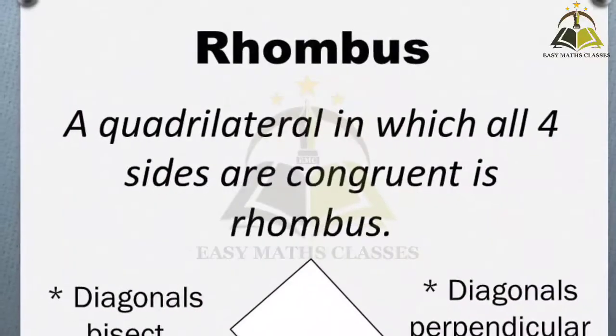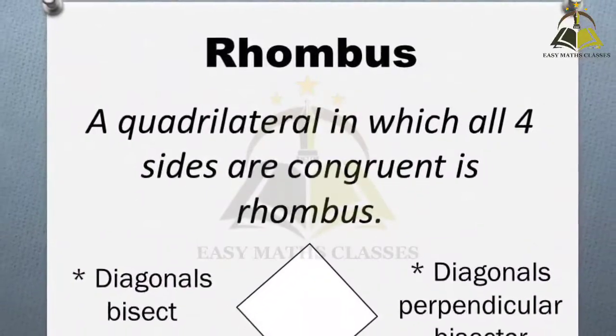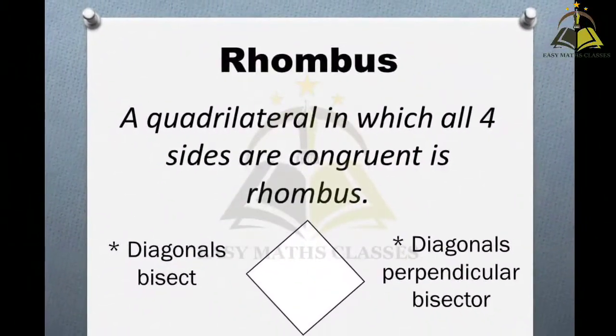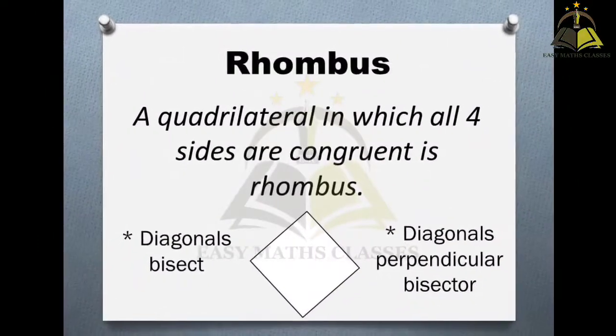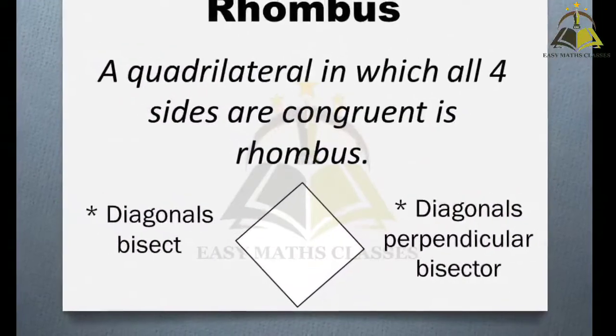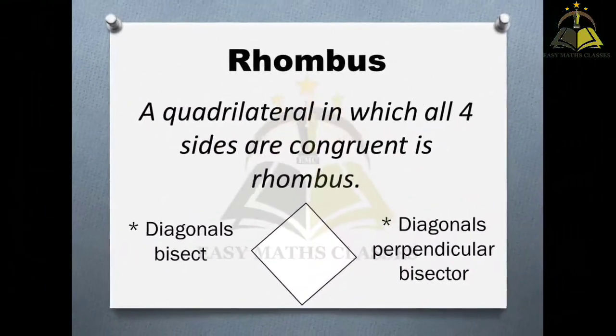Rhombus. A quadrilateral in which all four sides are congruent is rhombus. ऐसा quadrilateral जिसके चारों भी साइड सेम हो वो rhombus है. The diagonal of a rhombus are perpendicular bisector of each other.